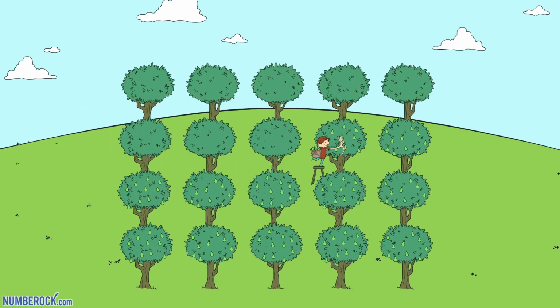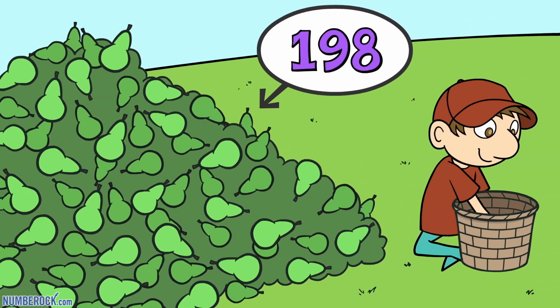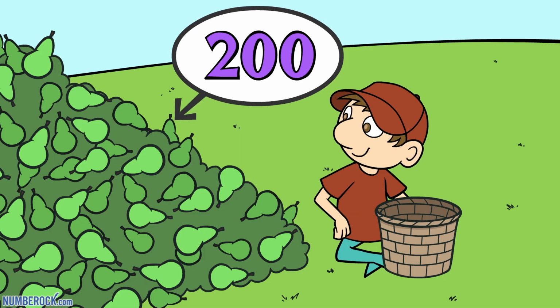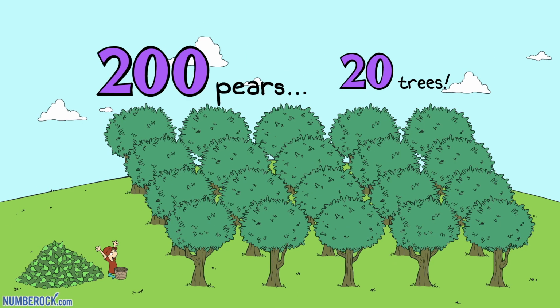I continued picking all 4 rows to see. There were 200 pears there. I counted them with great care, but then in a thoughtful stare, 200 pears, 20 trees.